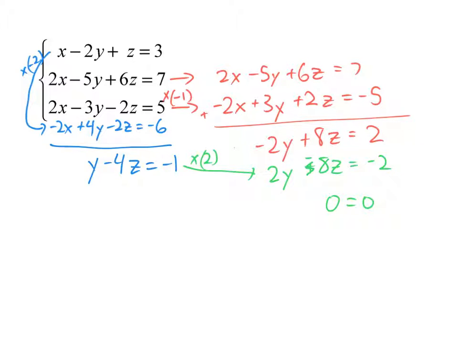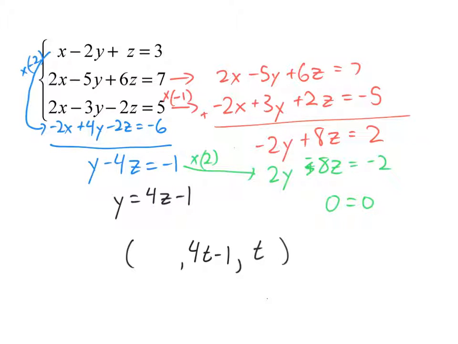And if you remember, the solution is going to look something like this. I'm going to choose a z to be whatever, and then I need to find x and y in terms of z. So if I want to find y in terms of z, all I need to do is solve this for y. And if I do that, I end up getting y equals 4z minus 1. Now, if I pick some number t to be in place of z, y is going to end up being 4t minus 1.